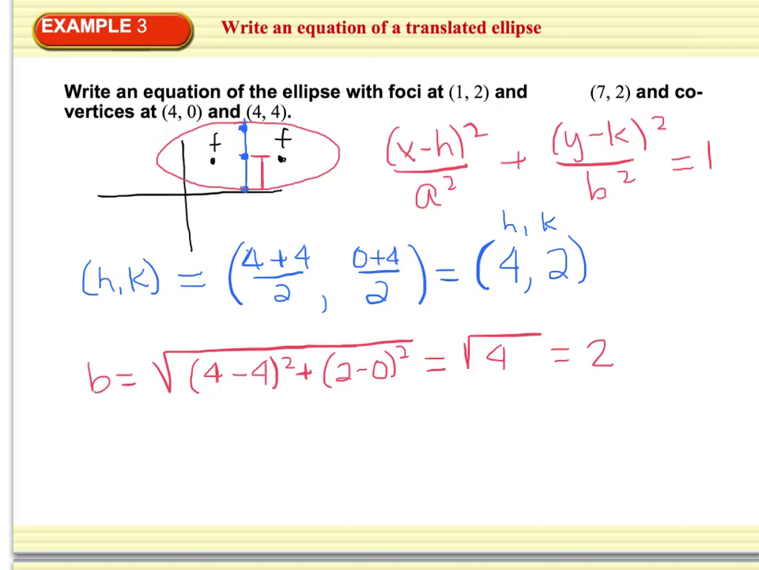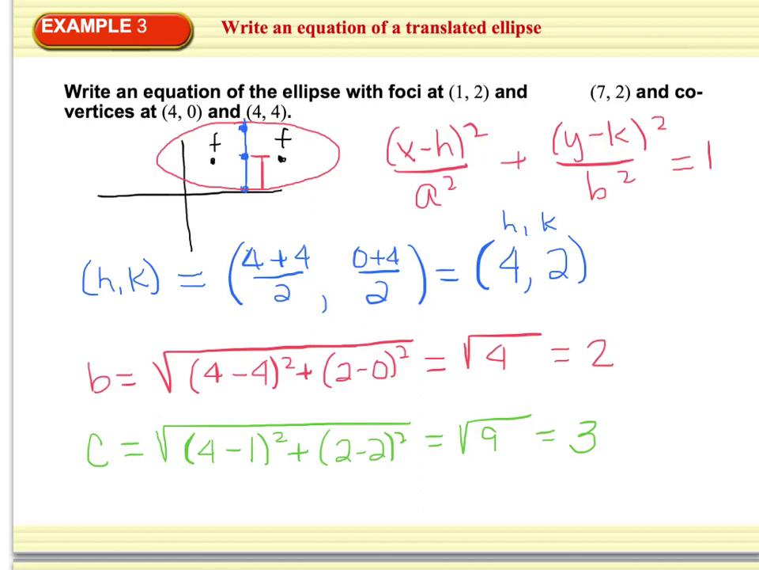Now I can also find my c value because I was given the focus point. The c value is the distance between the focus and the center. So I can take the square root of my center, which is 4, minus, and I'm just going to use the point 1, 2 for my focus. So 4 minus 1 squared plus 2 minus 2 squared, and I end up with the square root of 3 squared, which is 9, which equals 3. Now that I know b and c, I can go ahead and find a as well.